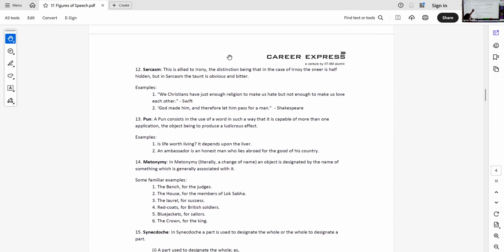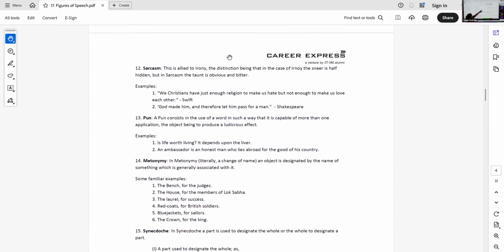We Christians have just enough religion to make us hate, but not enough to make us love each other. Do you understand the irony in this sentence? This sentence says that we Christians have enough religion to make us hate, but not enough to make us love. The intent of religion is that everyone should love each other. Opposite is happening over here. Irony.